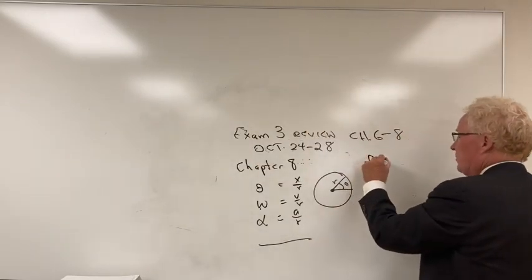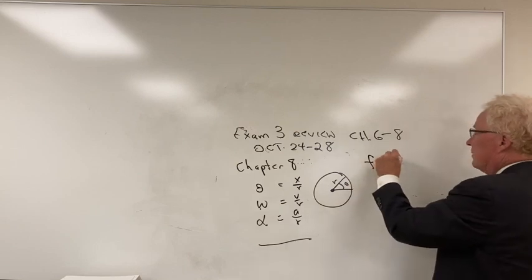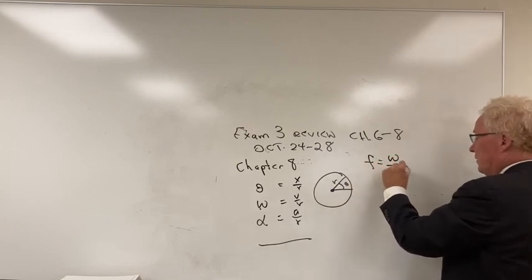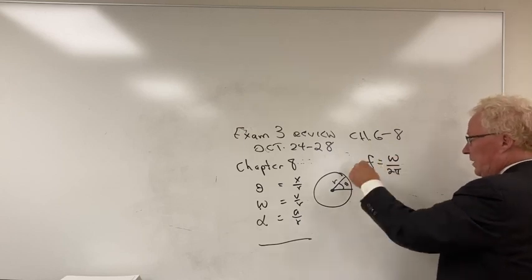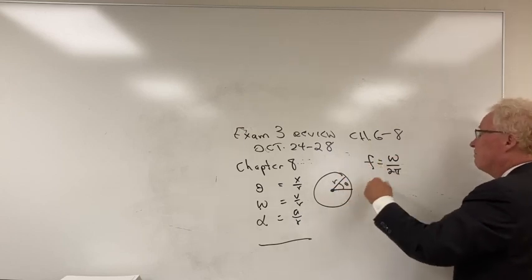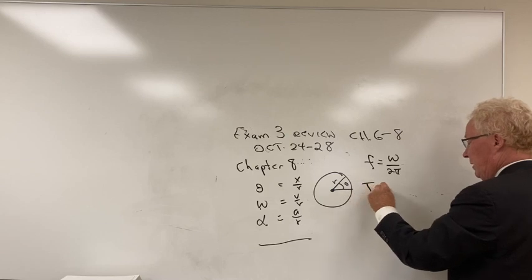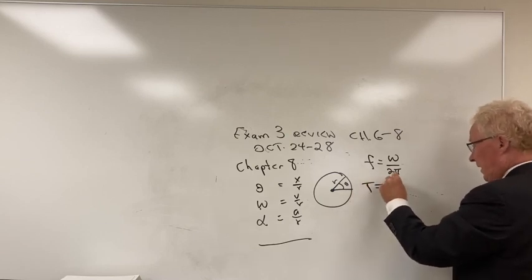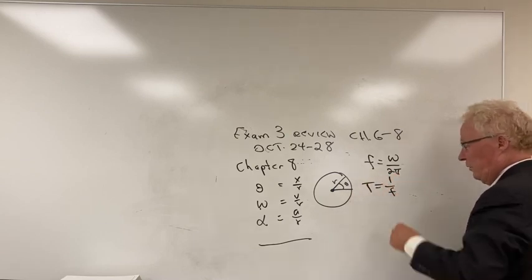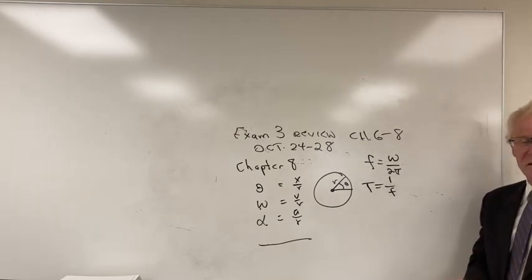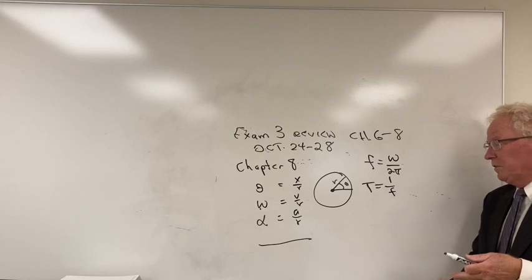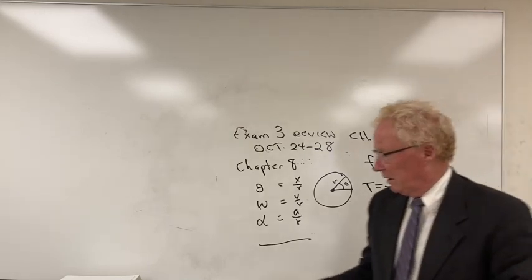The relation between frequency, in cycles per second, and omega is that omega over 2 pi is the frequency in cycles per second, and the period in seconds is 1 over the frequency. So if you have a frequency of 10 cycles per second, the period would be 1 over 10, or 1/10 of a second.